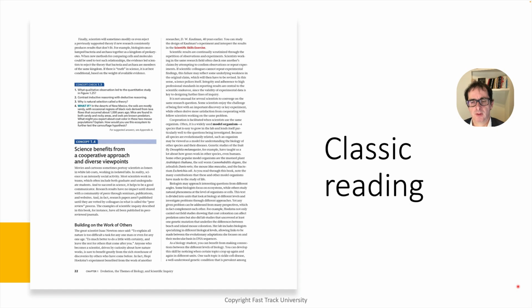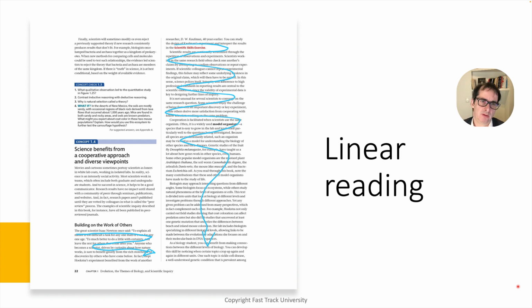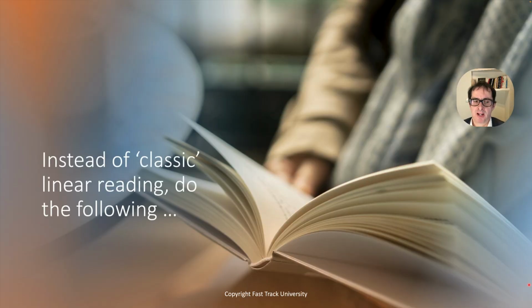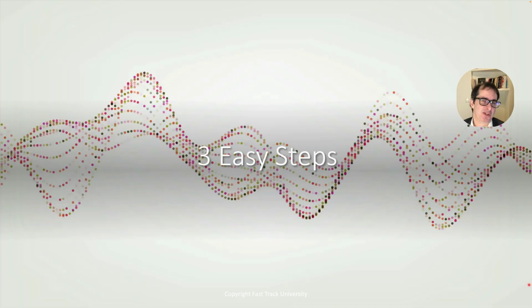The way you have probably been taught to read, or self-taught at least, is to read very much in a linear fashion. You go from sentence to sentence and from text to text. But the problem is you miss a lot of elements, especially when you apply this to university level textbooks. There is a certain concept that will help you make your reading much more beneficial. So instead of the classic linear reading, there are three easy steps.